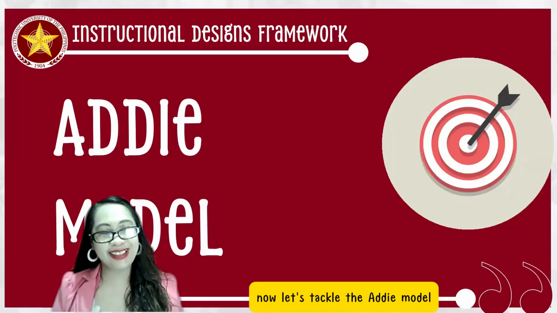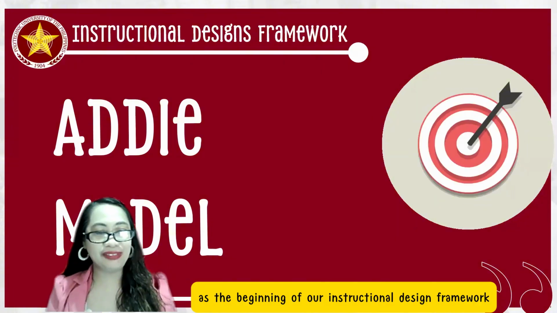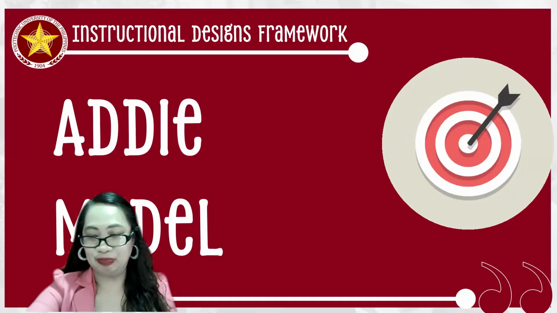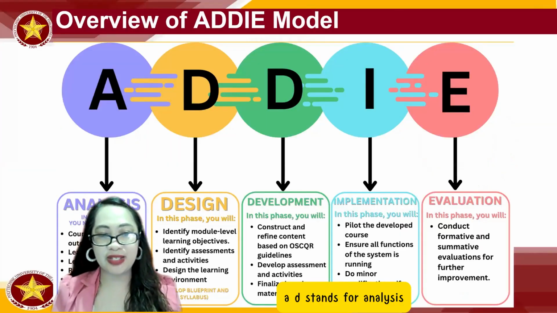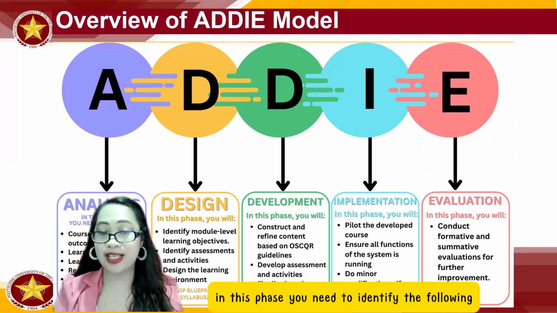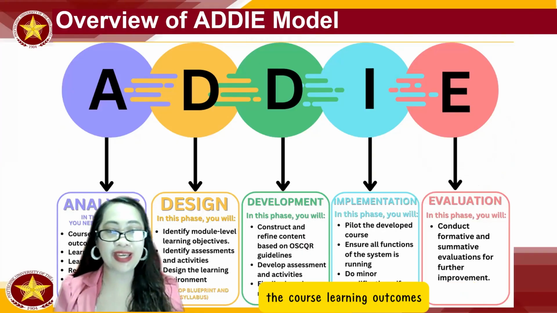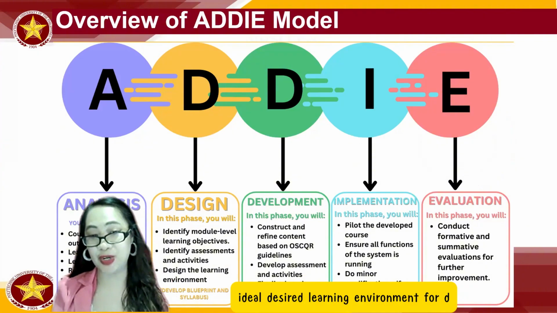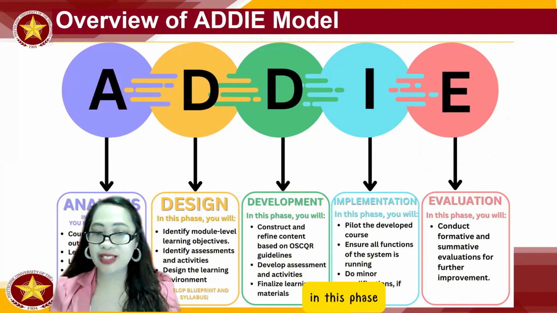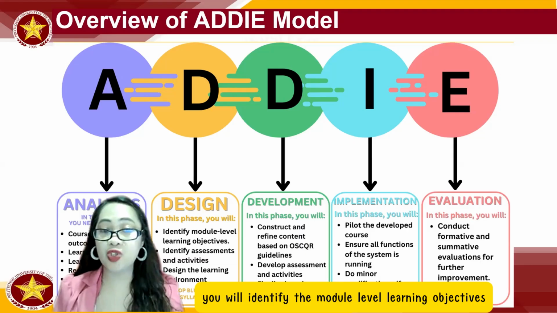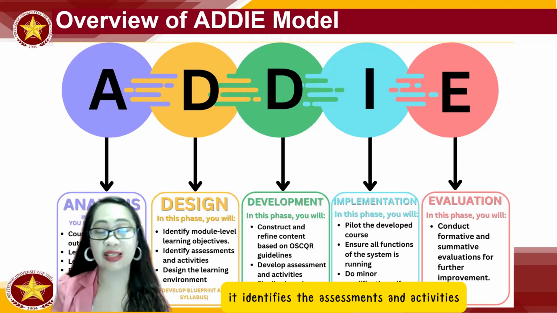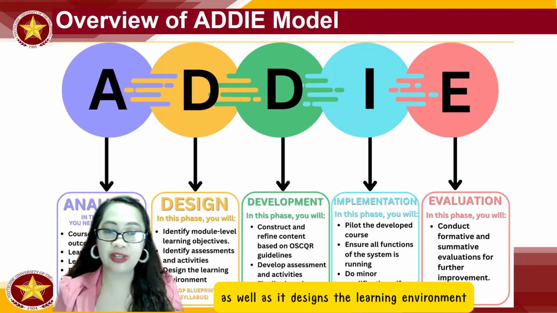Now, let's tackle the ADDIE model as the beginning of our instructional design framework. To begin with, ADDIE stands for analysis. In this phase, you need to identify the following: the course learning outcomes, the learner characteristics, the learning gaps, required resources, ideal desired learning environment. In this phase, you will identify the module-level learning objectives. It identifies the assessments and activities, as well as it designs the learning environment.